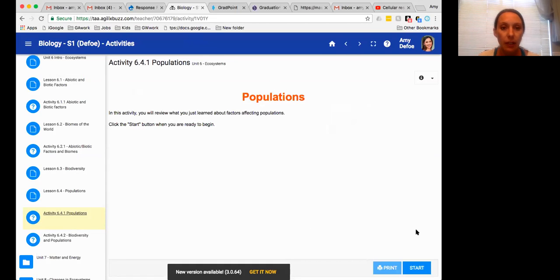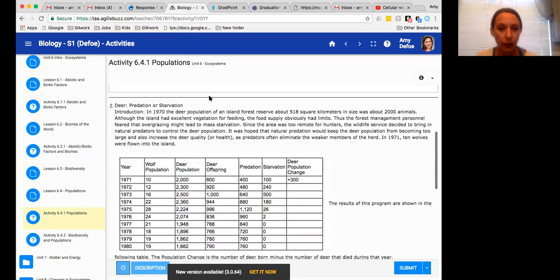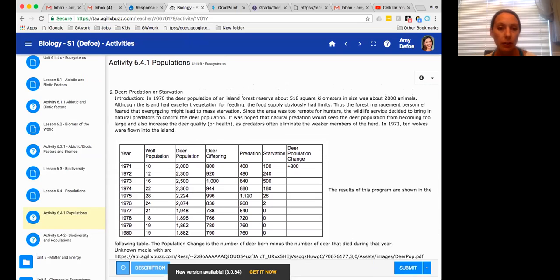In this activity, we are going to review what we just learned about factors that are affecting the population. Here's a little introduction. In 1970, the deer population of an island forest reserve, about 518 square kilometers in size, was about 2,000 animals. Although the island had excellent vegetation for feeding, the food supply obviously had limits. It only had so much food to supply enough organisms. Thus, the forest management personnel feared that overgrazing might lead to mass starvation.